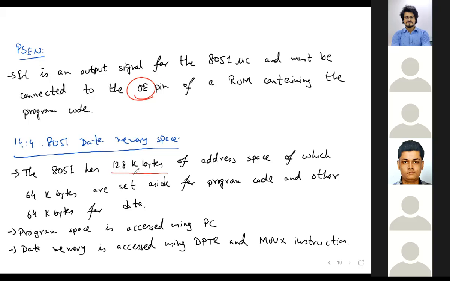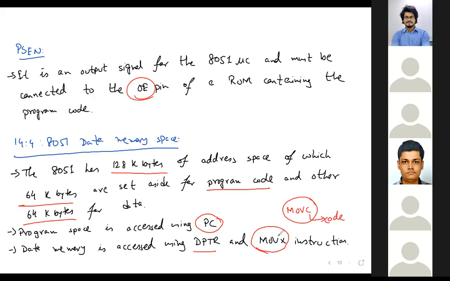Your 8051 has 128 kilobytes of address space, of which the first 64 kilobytes is set aside for the program code, and the other 64 kilobytes is set aside for the data code. Now the program space is accessed by the program counter. And if you are trying to access the data memory, which is the rest 64 kilobytes, then it can be accessed using the DPTR pointer, and the instruction that should be used is move X. If you recall from chapter 5, your move C was used for the code portion, where C was specifically for code, and now we use move X for the data portion. Okay, so these are the two differences between your data memory space of this 128 kilobytes.